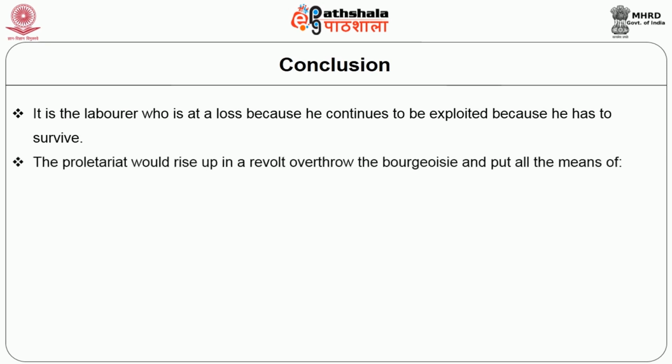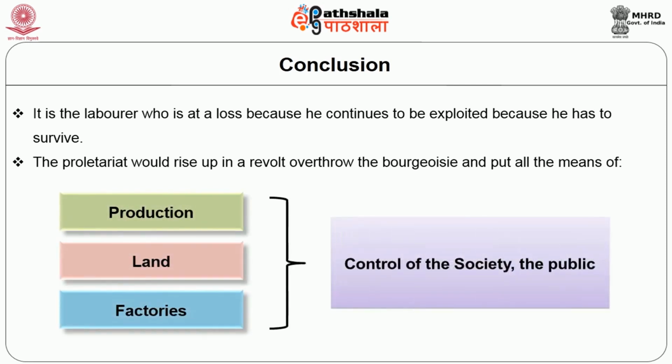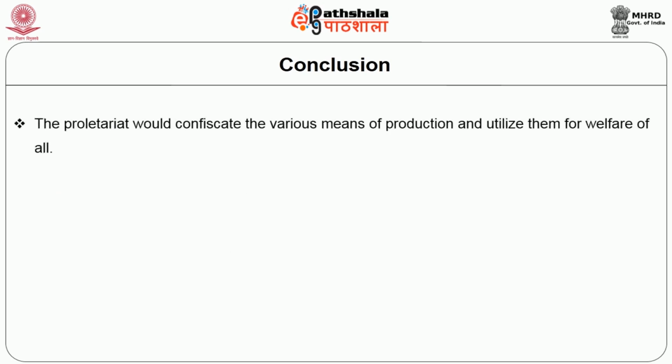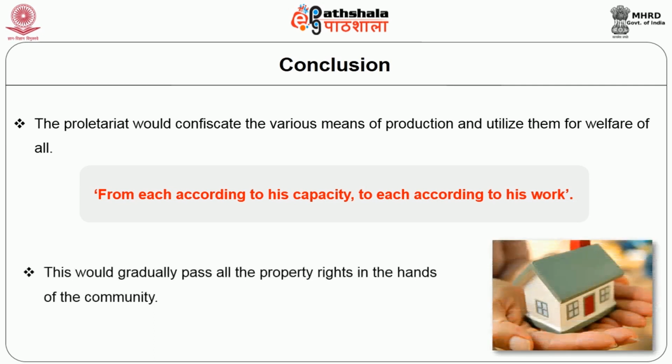Ultimately, the proletariat would rise up in revolt, overthrow the bourgeoisie and put all the means of production, the land, factories, etc., under the control of society, that is the public. The proletariat would confiscate the various means of production and utilize them for the welfare of all. Blaming private property for all the problems in society, Marx floated the slogan, "From each according to his capacity, to each according to his work." This would gradually pass all the property rights into the hands of the community. The state would slowly wither away.